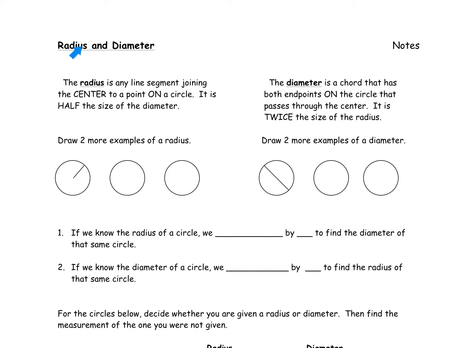Hello, today's lesson is about the radius and diameter of a circle. So the radius is any line segment joining the center to a point on the circle. It is half the size of the diameter.